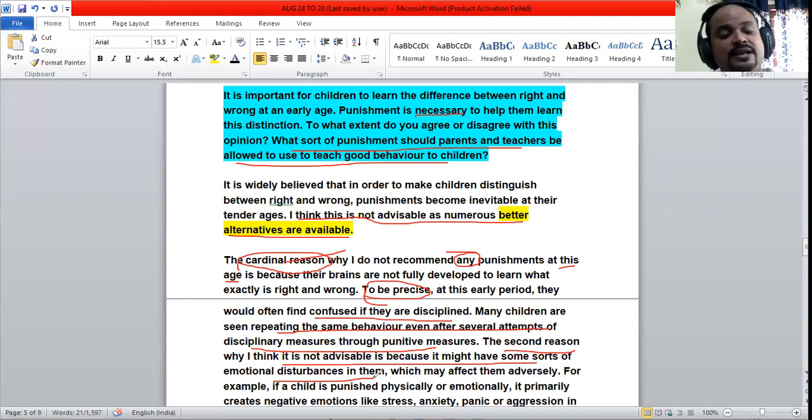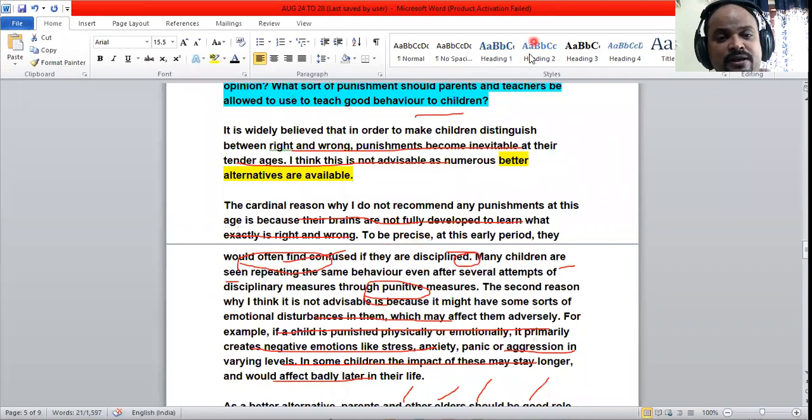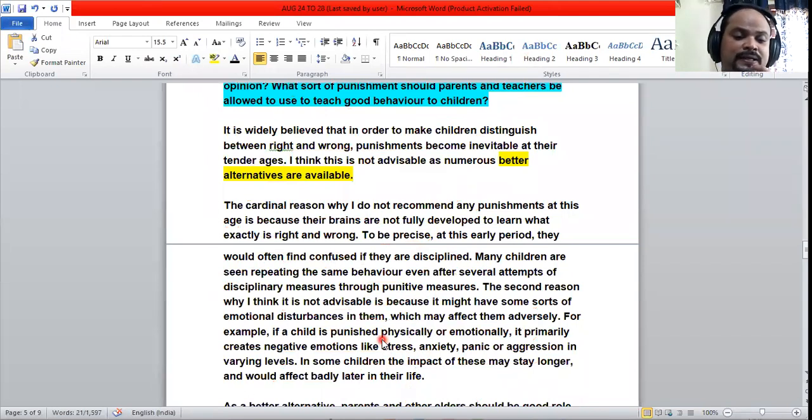If a child is physically or emotionally punished, it primarily creates negative emotions like stress, anxiety, panic, or aggression. So these are the things you are going to expect in children. When you punish, it creates negative emotions in them. They feel stress, they feel anxious, they feel panic, fear is created. They feel some sort of grudge, violence, and aggression in varying levels. In some children, the impact may stay longer and would affect them badly later in their life.